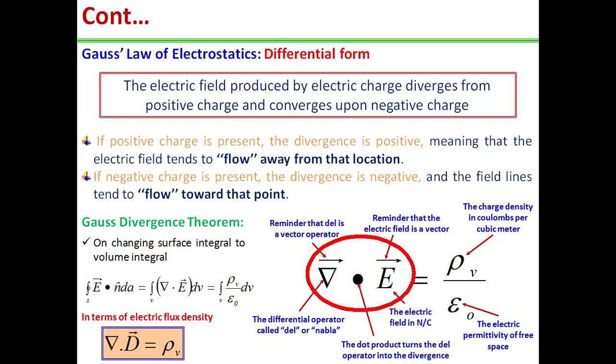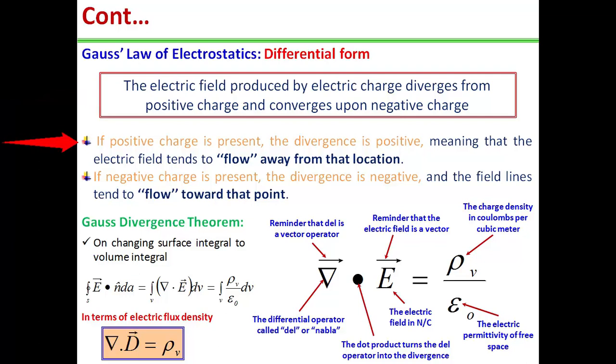So, the left side of this equation is a mathematical description of the divergence of the electric field, and the right hand side is the electric charge density divided by the permittivity of free space. As you know, the electric field produced by electric charges diverges from the positive charge and converges upon the negative charge. In other words, the only places at which the divergence of the electric field is not zero are those locations at which charge is present.